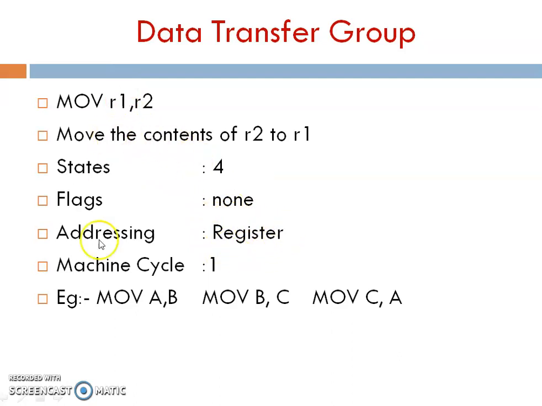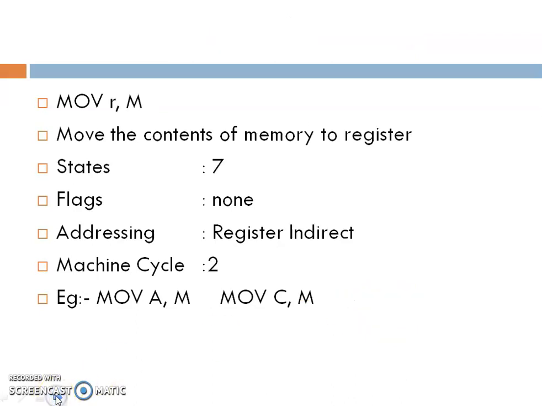Then examples: move A comma B. The contents of B are transferred to the accumulator or register A. Move C comma A. The contents of A, the accumulator, are transferred to register C.